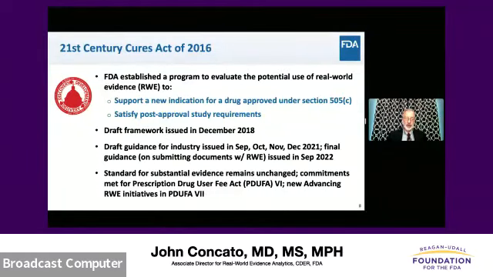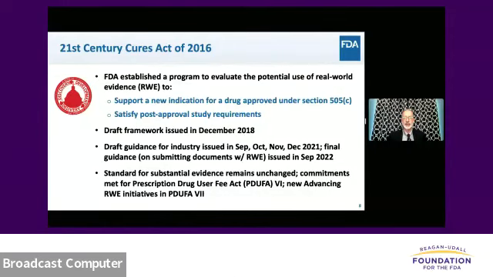And as with the prior webinars in this series, let's anchor today's session to the 21st Century Cures Act of 2016. Presumably everyone on this call is aware that as a result of the act, FDA established a program to evaluate the potential use of real-world evidence to either support a new indication for a drug that's already been approved, or to satisfy post-approval study requirements.